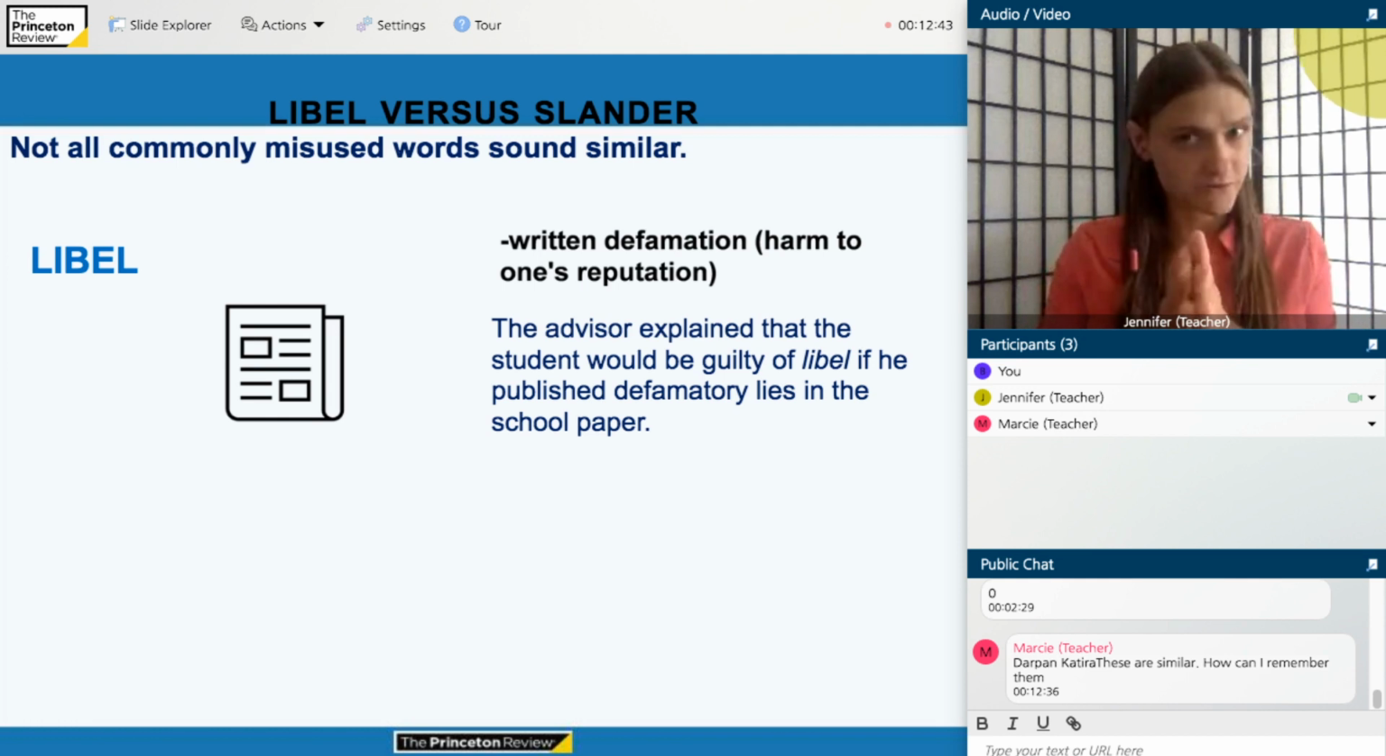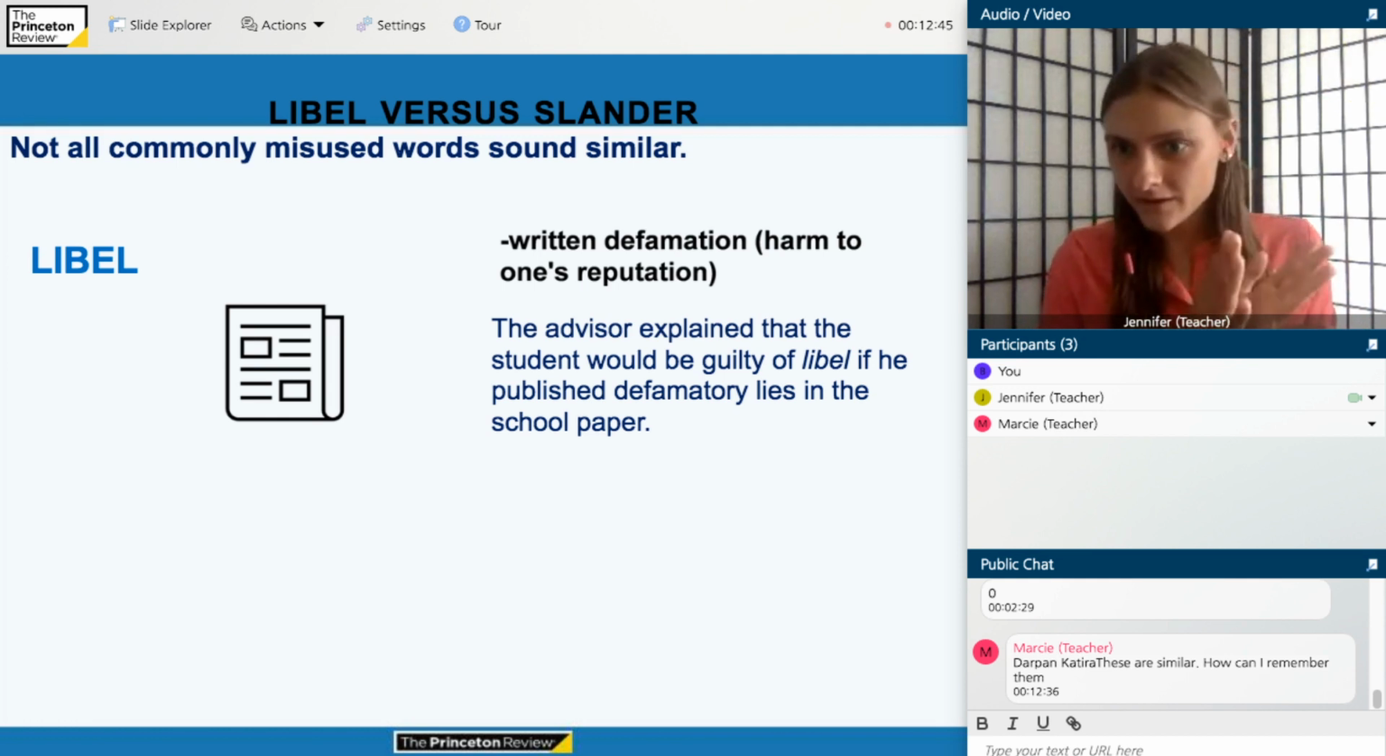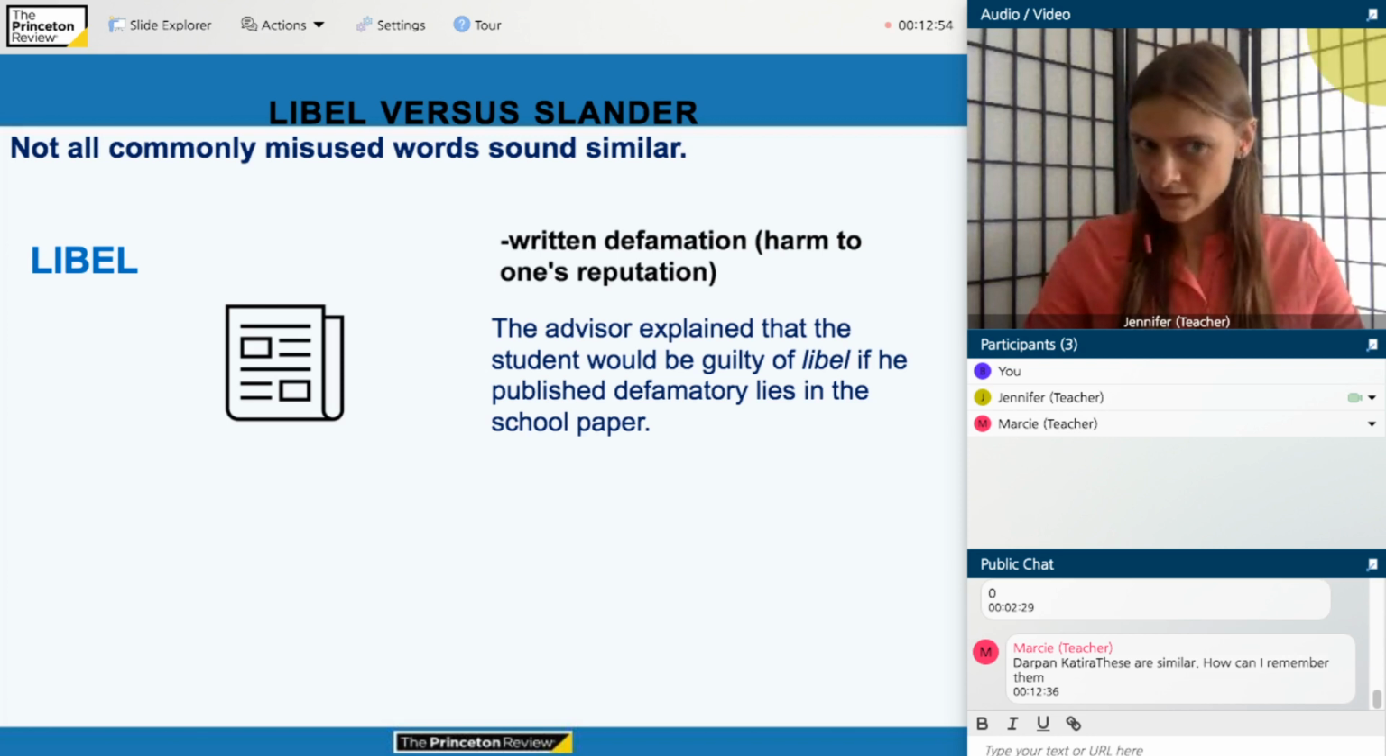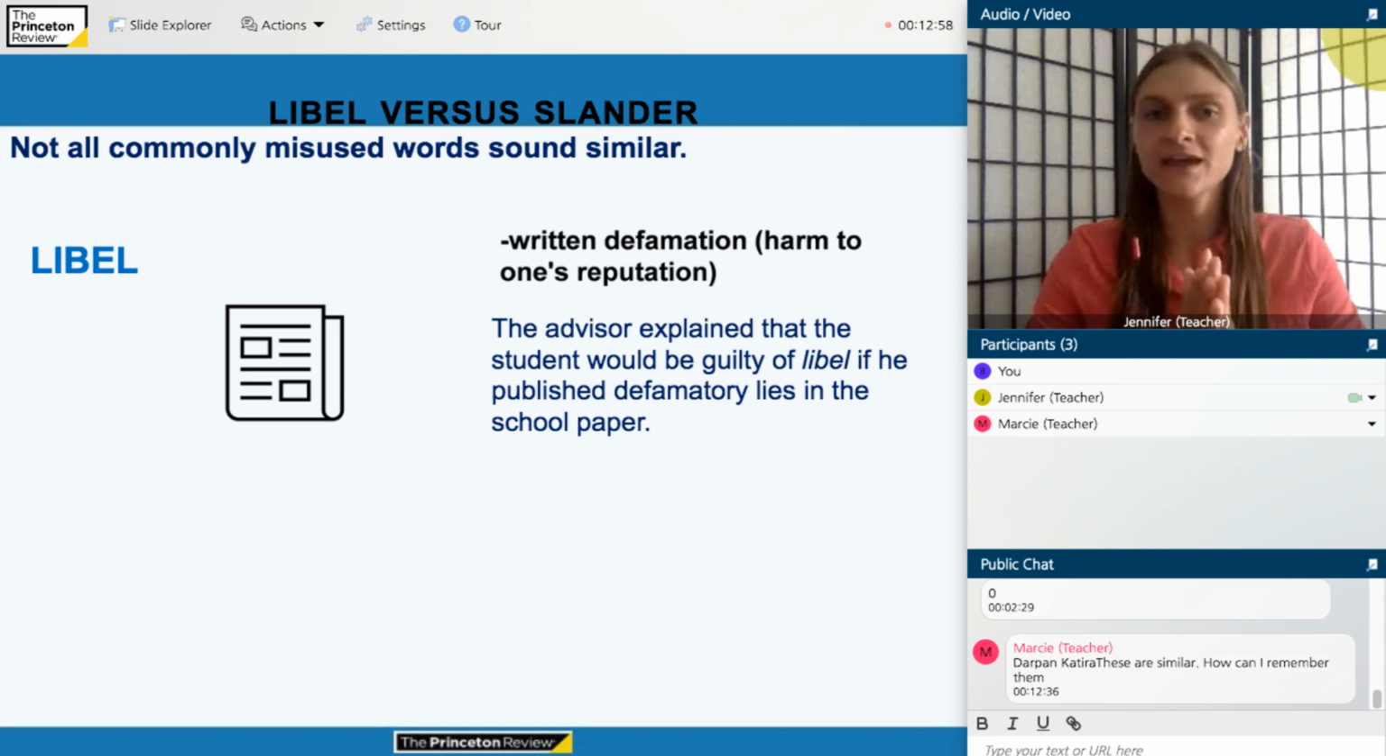And we're going to see a trick for remembering this in just a second. Okay, I see a question in there. These are similar. How can I remember them? I am not sure which set of words you're speaking of. So if you could just clarify in the chat box, so Marcy can send over which set of words, if it's libel and slander or a previous set, and I'll address you. Until then, I will keep going here.